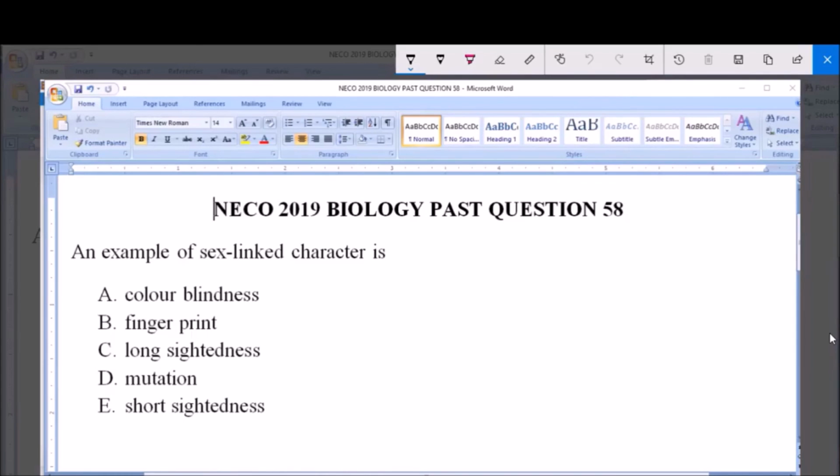I will be answering NECO 2019 Biology Past Question 58. An example of a sex-linked character is: A. Color blindness, B. Fingerprints, C. Long-sightedness, D. Mutation, and E. Short-sightedness.